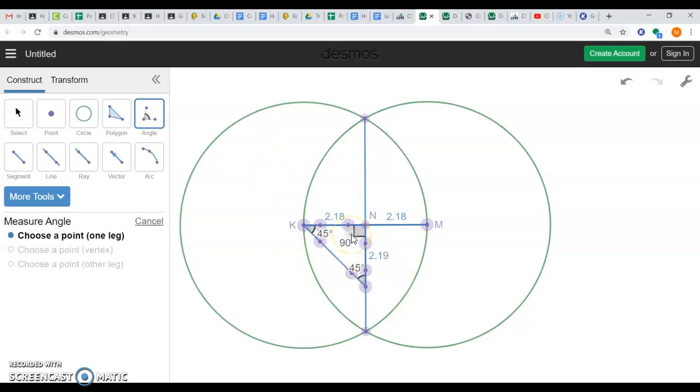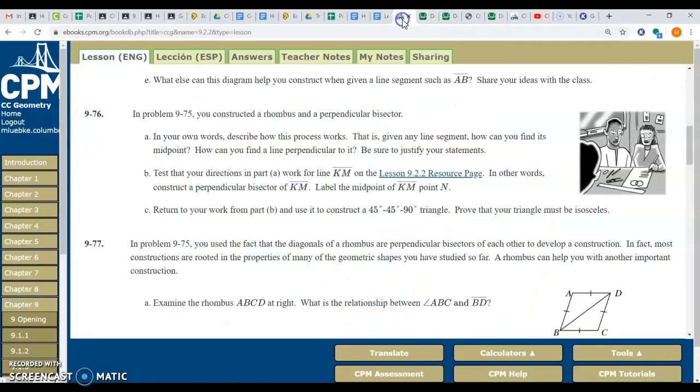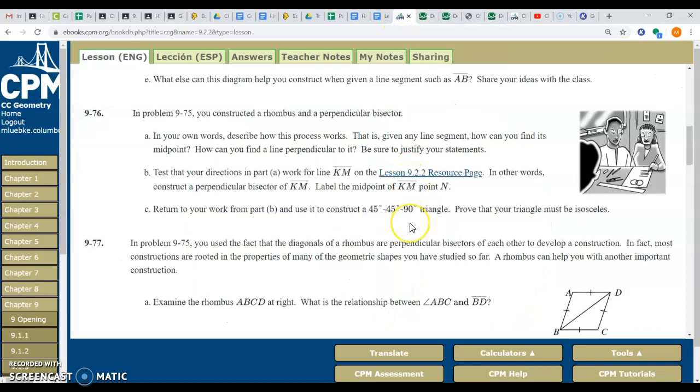And it's a little unique because we didn't use the full length here. We actually had to just match our length, 2.18 and 2.18, and then use that angle button to see it's really 45, 45, 90. All right.